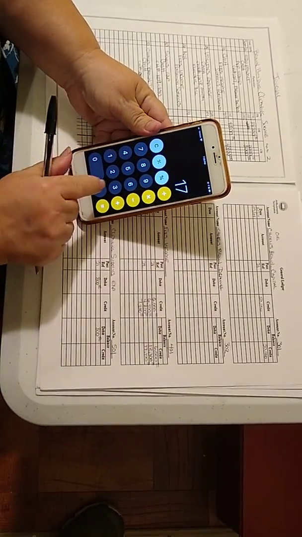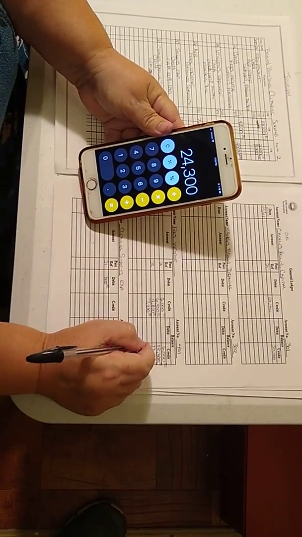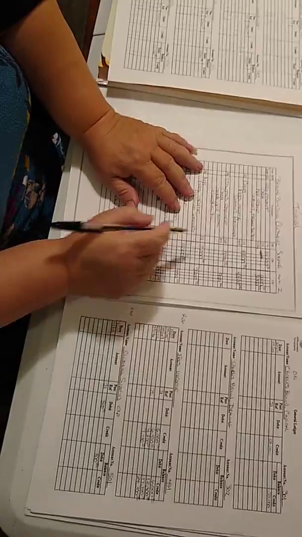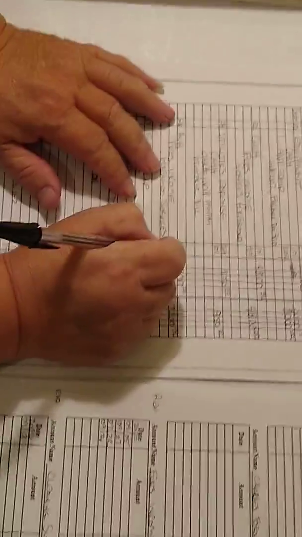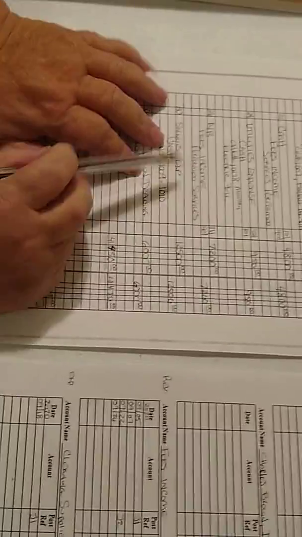Add it to the balance. 17,100 plus 7,200 equals. So the balance should be 24,300. Again, indicate that you posted it over here by putting the account number 401. All right, two more transactions to do, and we're done.